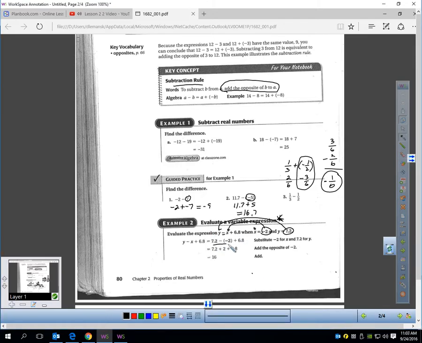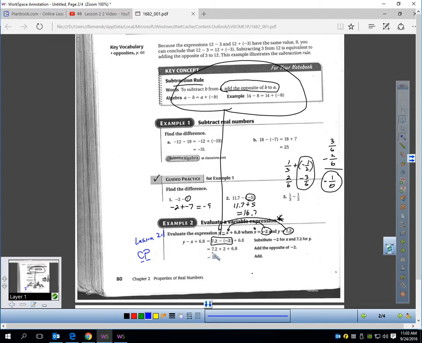Look what they do here. I'm not going to subtract. I'm going to follow this rule. I'm going to change this to 7.2 plus 2 plus 6.8. Now, you're not using a calculator, so I have a little suggestion for you. I'm going to use the commutative property. I'll put CP. We learned this in lesson 2.2. I can change the order of adding.